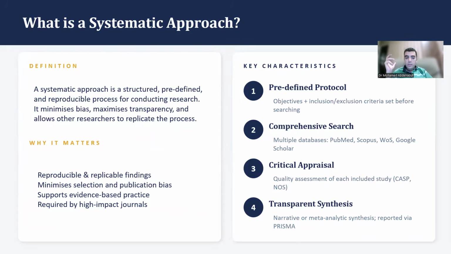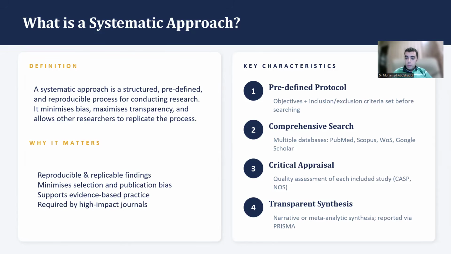Here the definition is a structured, predefined, repeatable process for conducting research. It minimizes bias, maximizes transparency, and allows other researchers to replicate the process. In addition, it's important because reproducible and replicable findings minimize selection and publication bias, which means that maybe I could publish a paper that is already there or does not have any contribution. That's why the systematic approach is very important and required by high impact journals.